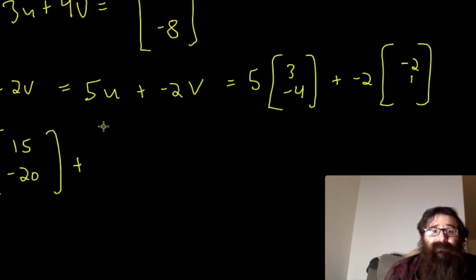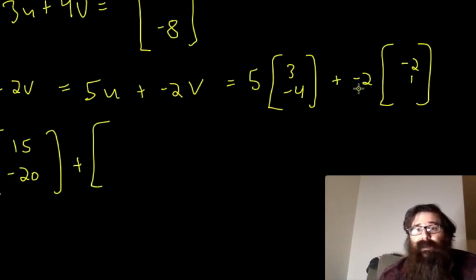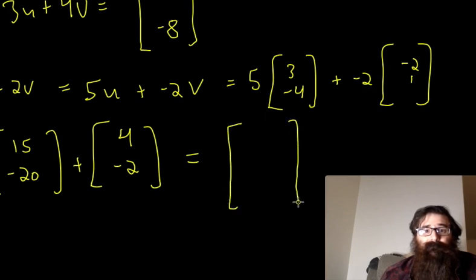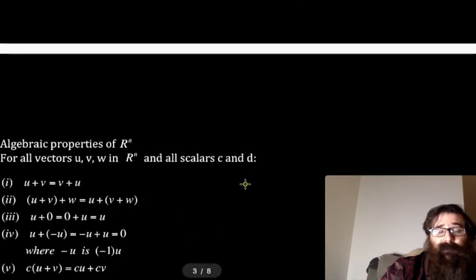And then I'm adding to this, I can bring negative 2 in. So I get the subtraction when I do this; I can bring that negative 2 in lieu of subtracting and then just add. Negative 2 times negative 2 gives me positive 4. Negative 2 times 1 gives me negative 2. And then I can add these together. 15 plus 4 gives me 19. Negative 20 plus negative 2 gives me negative 22. And there we have all of these new vectors we wanted to find, just vector arithmetic.